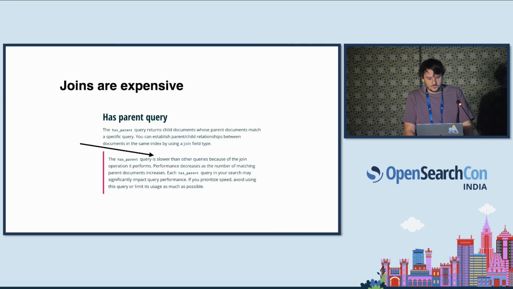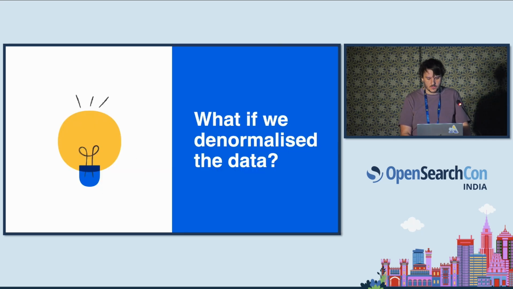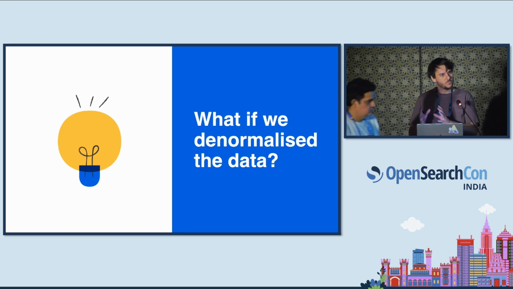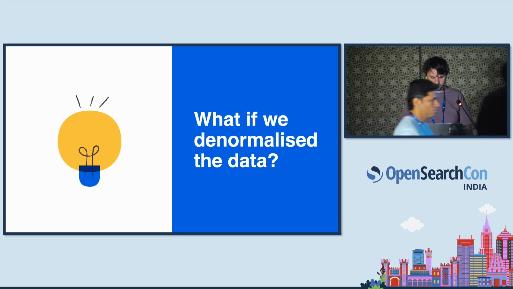Next up, joins. The documentation clearly calls out that joins are expensive. And this was a big area for us where we said we should try and eliminate the joins that we're doing. So the question that we immediately went to is, well, what if we denormalize the data? We have some parts of our query which we're storing on a parent document. And what if we just took that data that we're storing against that and denormalized it against the child documents, and then just performed the query against the child documents?